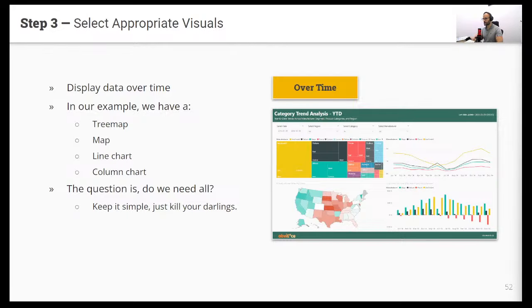Going back to our example, we can start looking at, okay, what visuals are we using in this year-to-date analysis? Well, first of all, we want to display data over time. So we are using a tree map, we are using a map, we are using a line chart and a column chart. So the question is, do we need to show all this just to show year to date? Or is it just really beautiful to show these? Well, we want to kill the darlings here. It's really difficult, but we need to do that.